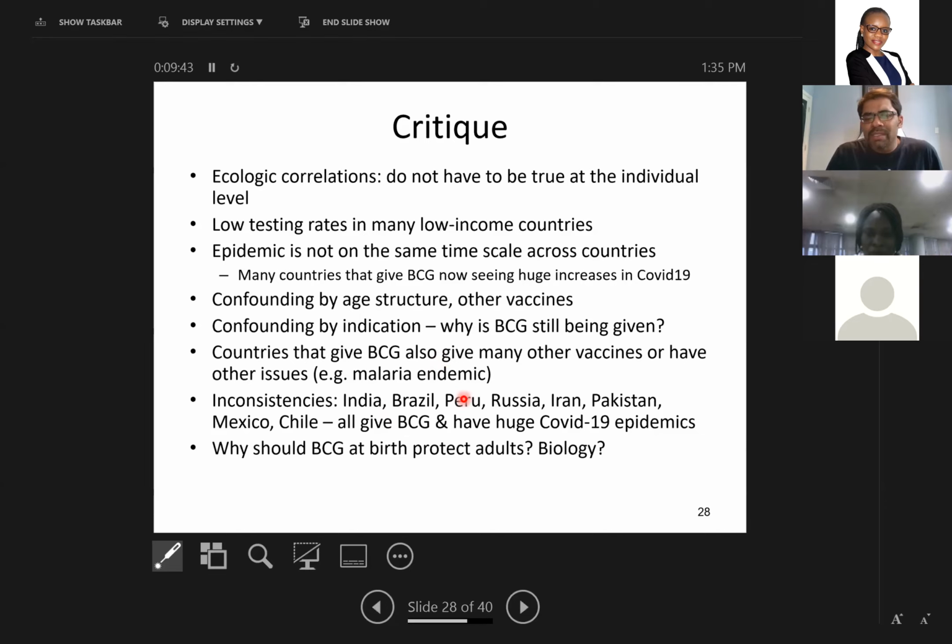Like I said, India, Brazil, Peru, Russia, Iran, Pakistan, Mexico, even China gives BCG. And China is where the epidemic started. So lots of inconsistencies in this BCG theory. And there are some biological issues as well. I mean, why should BCG given 60 years ago when you were a baby protect you against COVID today, right? It makes no biological sense. Even for TB, it doesn't protect adults beyond a certain age.